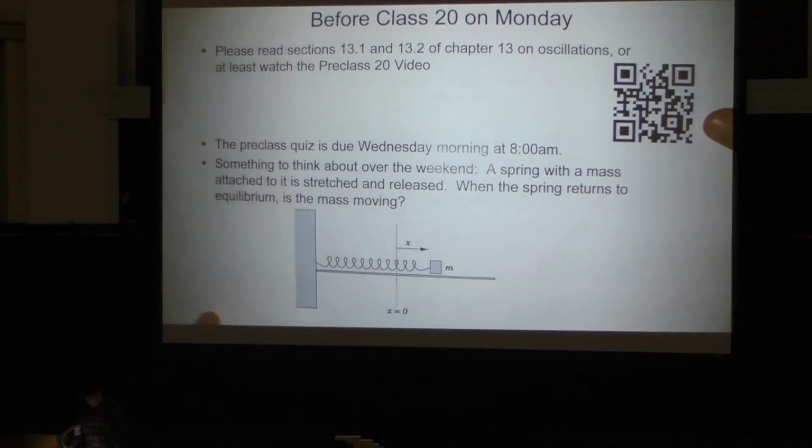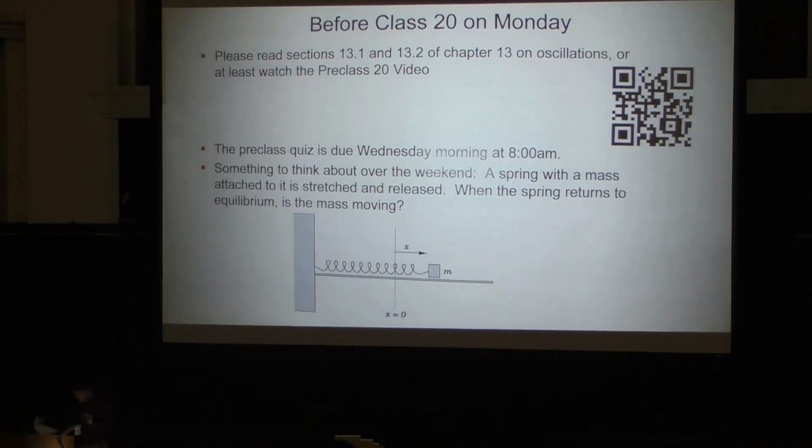So I do hope you have a good weekend. And here's something to think about. So the next step here is simple harmonic motion. We're getting into oscillations. If you have a mass on a spring, and you stretch the spring, and then release the mass, it's going to be pulled back towards equilibrium. My question is, when it gets to equilibrium, will it be at rest, or will it be moving? And if it is moving, in which direction will it be moving? And I'll talk about that on Monday. Have a great weekend.